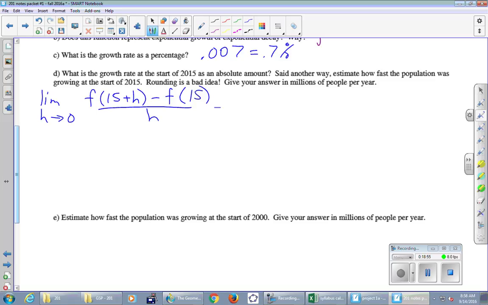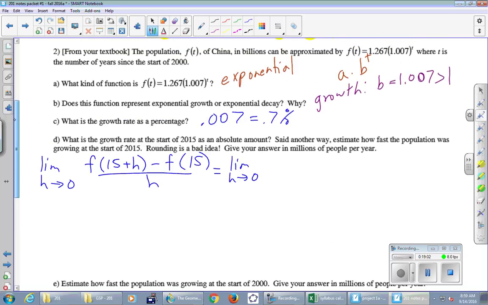Okay, so now we got some algebra to do. Equals, copy: limit as h goes to 0 of f of 15 plus h. I will highlight up here in green. There's our f formula. We're about to change the t to what? 15 plus h. That's what we're doing. So we copy all that stuff in green: 1.267 times 1.007 to the what? 15 plus h. That's it.